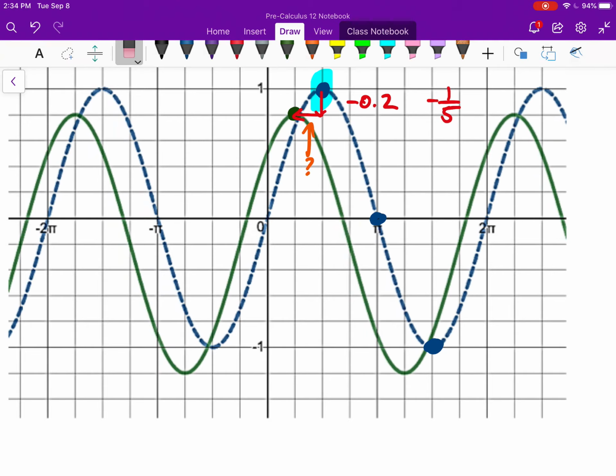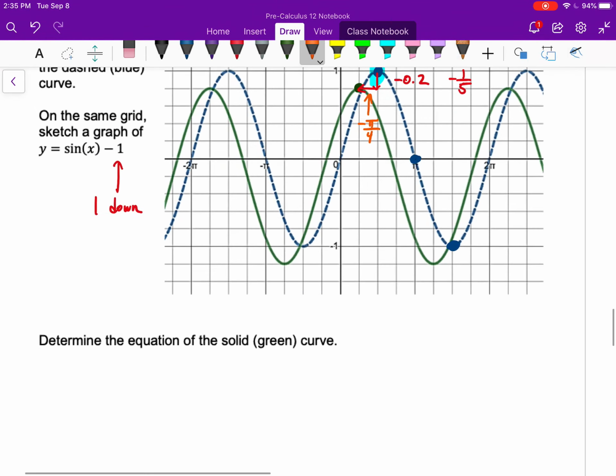And that's all I really need. This is moving 1/5 of a unit down and 1/4 of a pi, pi divided by 4, to the left. And so that's all I need. If I were to say this in words, I would say that the graph you see in green is congruent to the sine of x, but translated 1/5 of a unit down and 1/4 pi to the left. But the question asks for the equation.